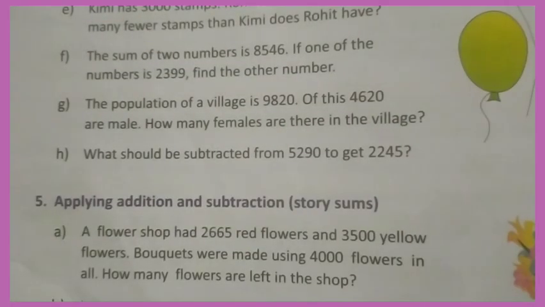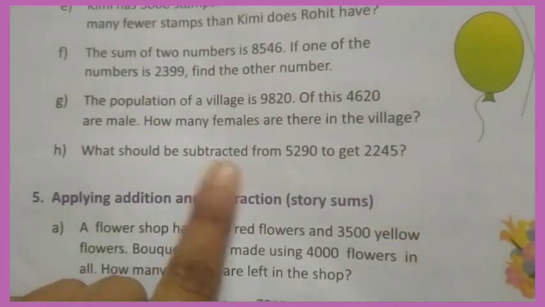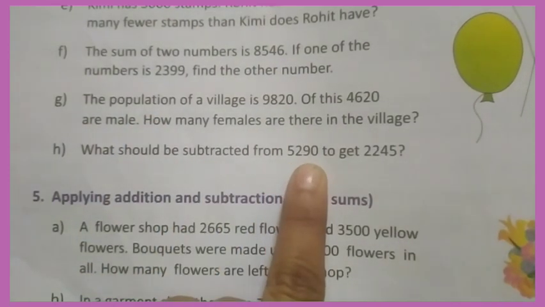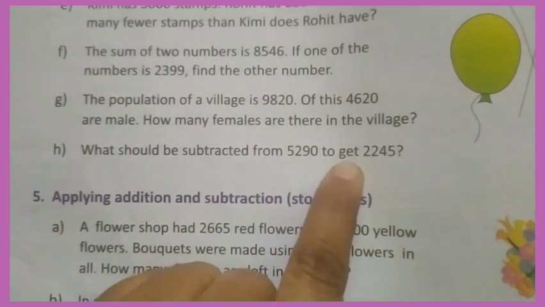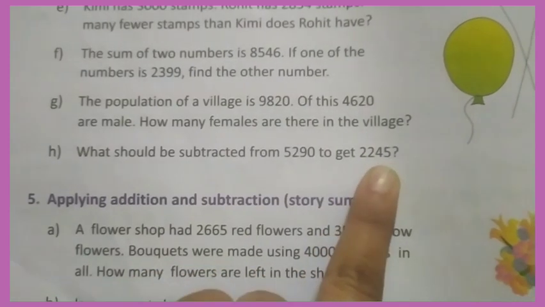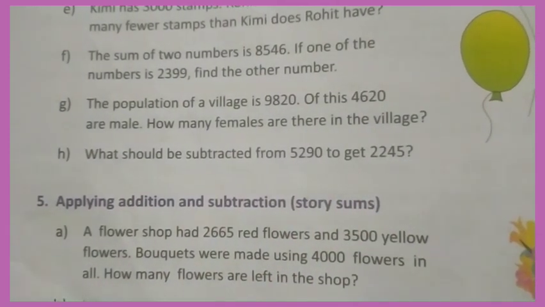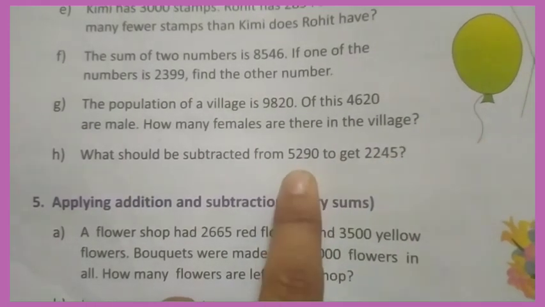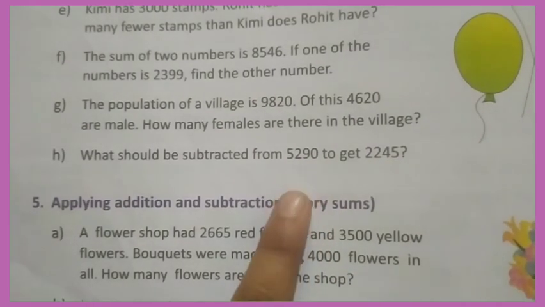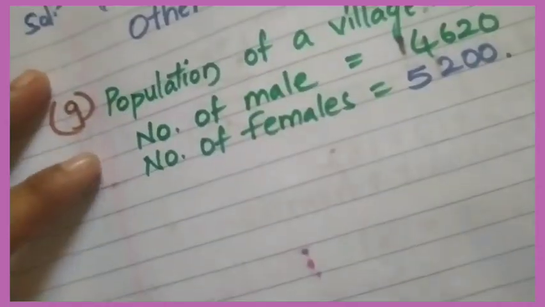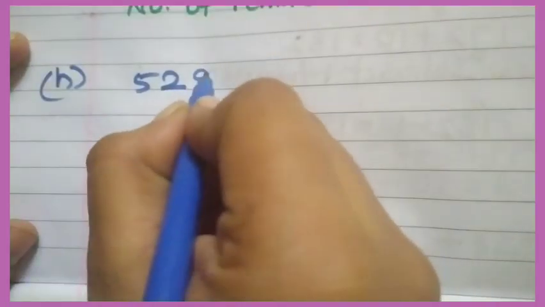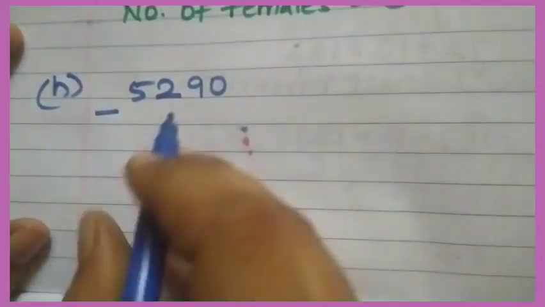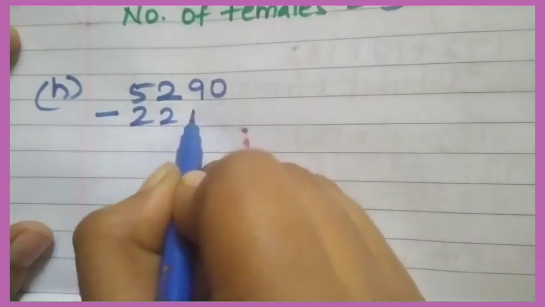Now look at next question. What should be subtracted from 5290 to get 2245? Okay. Very simple. Subtract 2245 from 5290. You will get the answer. Look. 5290 minus 2245.